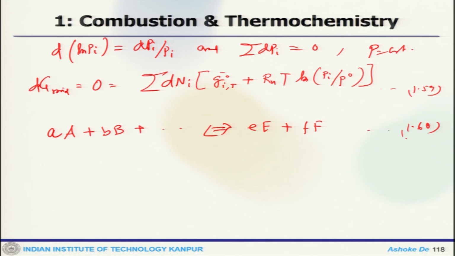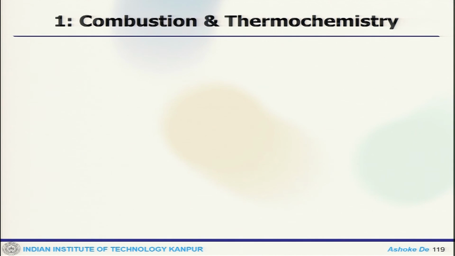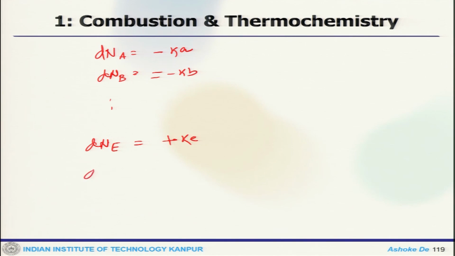For a general system, one can write, where A A plus B B equals E E plus F F, something like that. So, one can define a very generic system and do that. So, change in number of each species is proportional to its stoichiometric coefficients. So, dNA would be minus kappa A, dNB would be minus kappa B, and so dNE would be kappa E, dNF kappa F, like that.